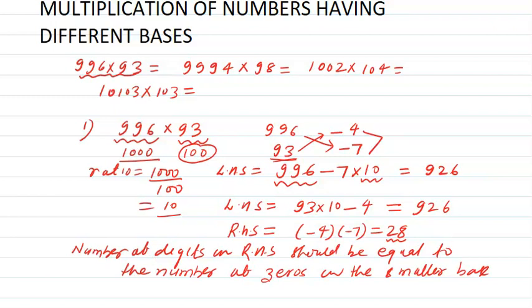So what is the final answer? The final answer is, left hand side is 926, the right hand side is 28. That is the product of these two numbers.